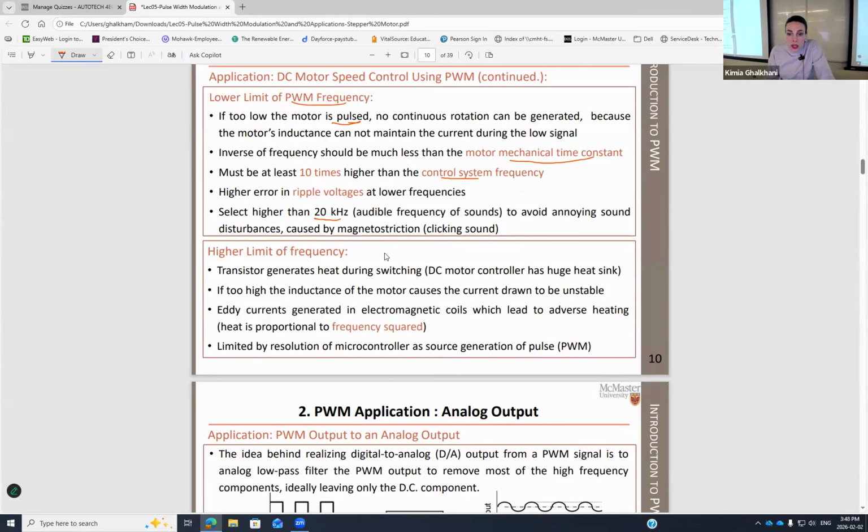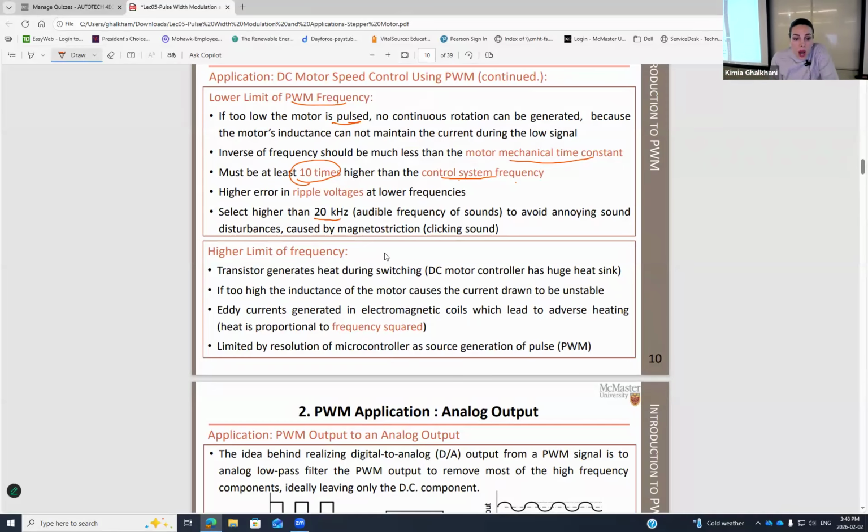The time constant frequency should be at least 10 times higher than the control system frequency. Why is that? For speeding up. What if you wanted to speed up to a certain speed? Therefore, you have to have at least 10 times higher frequency than the control system frequency. The control system frequency could be your microcontroller or anything else. So these are important factors.